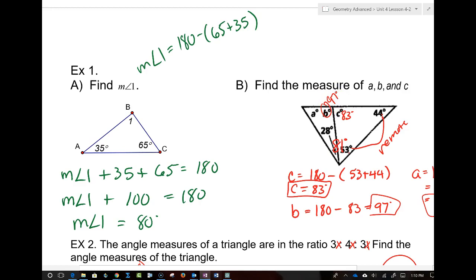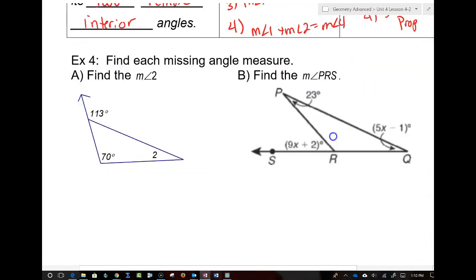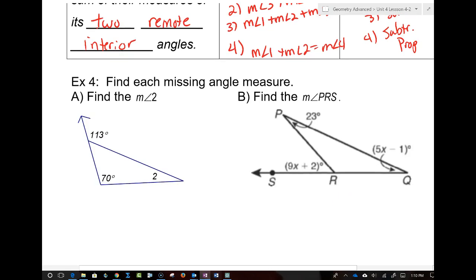So notice that problem can be done three different ways now. How about C? Is C the exterior angle, and then A and 28 are my two remote interior angles for that one? So you have a lot of unique things you can do with this. So let's look at these. They're pretty easy. If you know the exterior angle theorem, please use it quickly to solve for your remote interior.